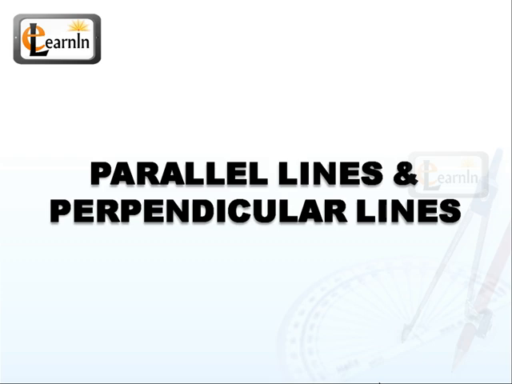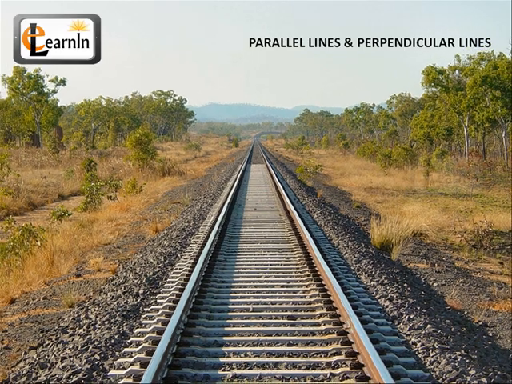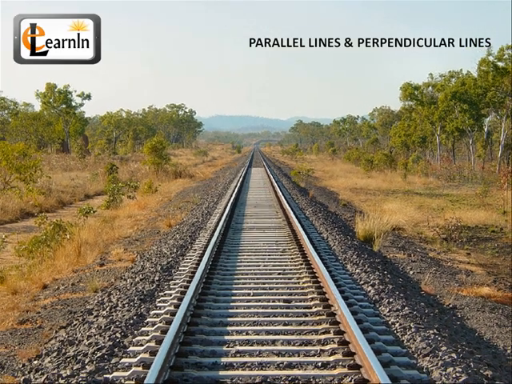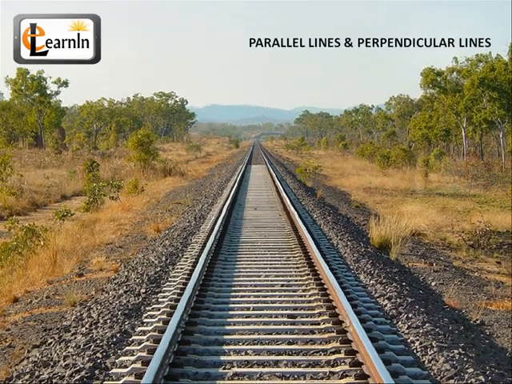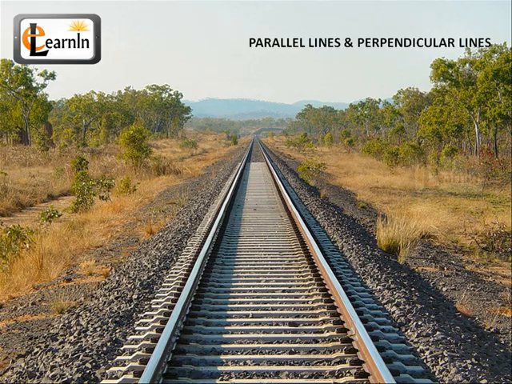Parallel lines and perpendicular lines. Hey, have you ever looked at railroad tracks? I mean, really looked at railroad tracks. For as long as you can see them, they don't intersect anywhere. And they seem to have the same distance between them all the time. If you really think about it, they meet the two criteria of parallel lines.